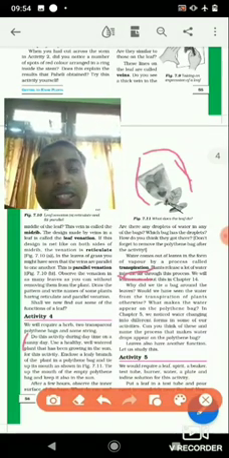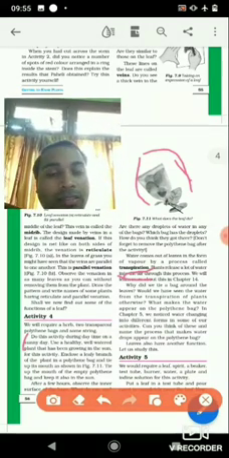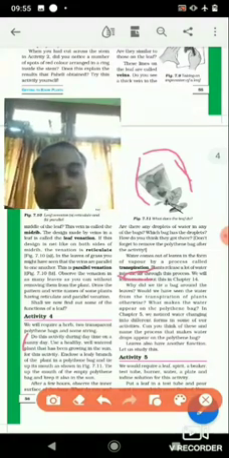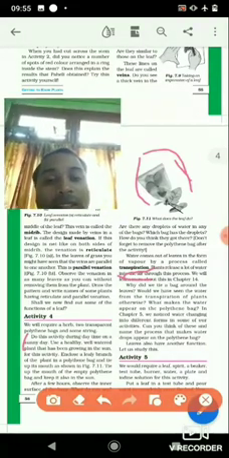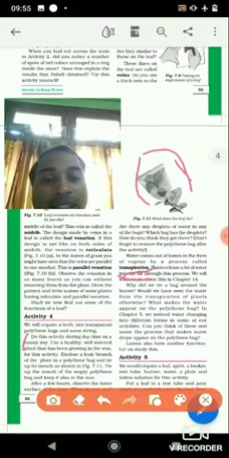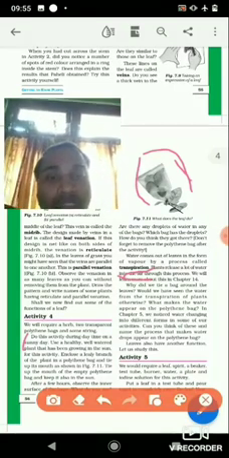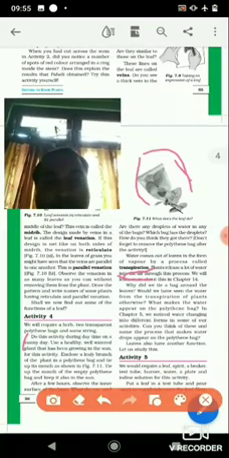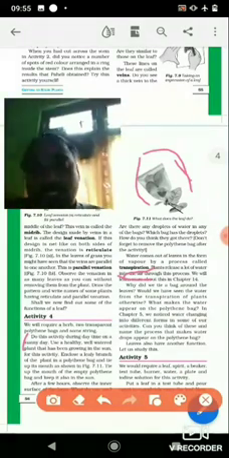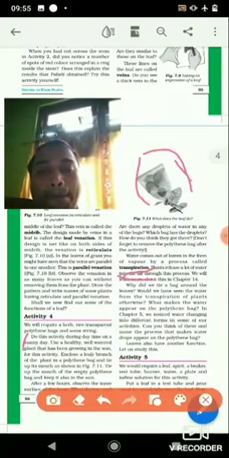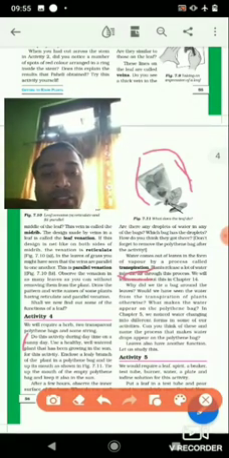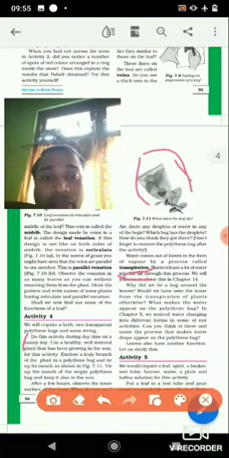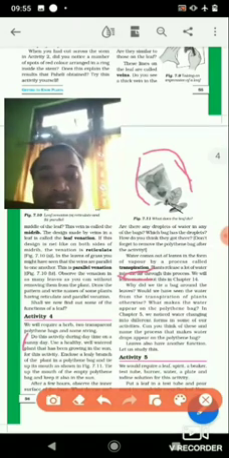So this confirms that leaves expel water in the form of vapor, and this process is called what? Transpiration. So plants release a lot of water into the air through this process. So this confirms that leaves carry out the process of transpiration.